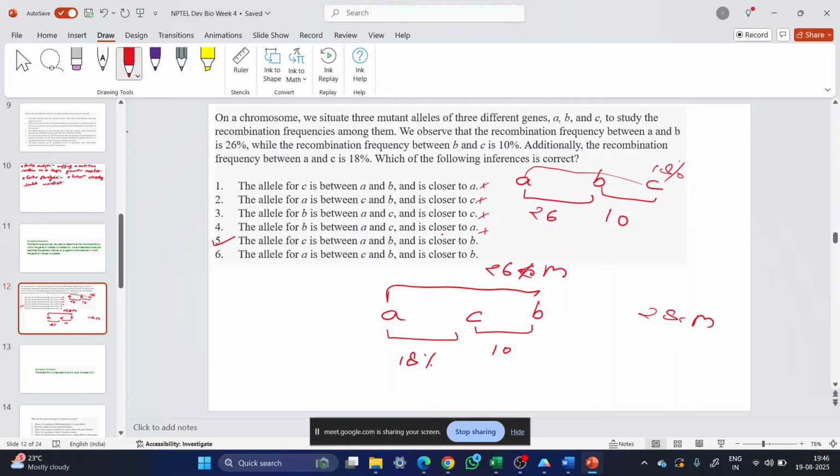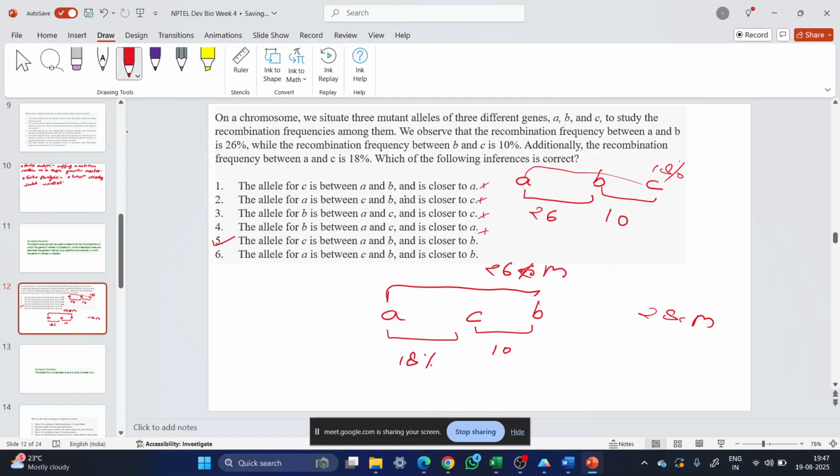So for solving these kinds of questions, this recombination frequency is actually telling the distance between the two alleles. The recombination frequency between A and B is 26%. That means the distance between the alleles A and B is 26 centimorgan. The distance between B and C is 10 centimorgan. The distance between A and C is 18 centimorgan. So according to the distance that is given, you can make a map, and then you can easily solve this question.